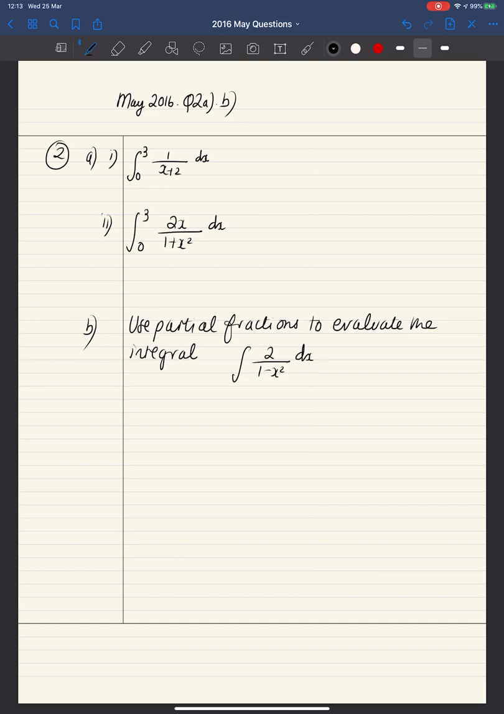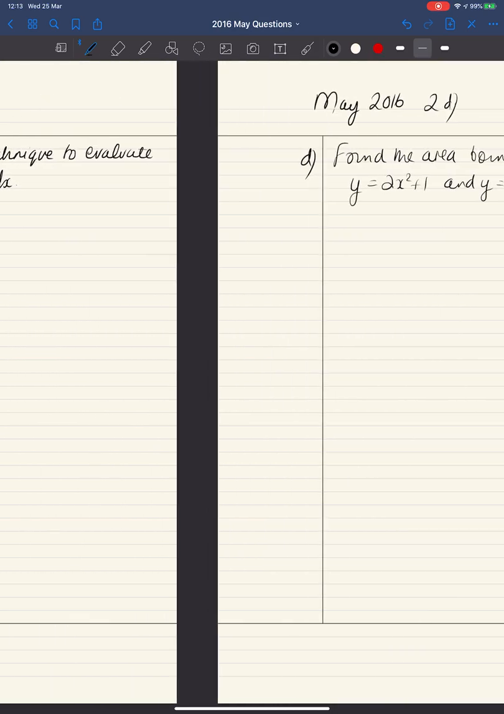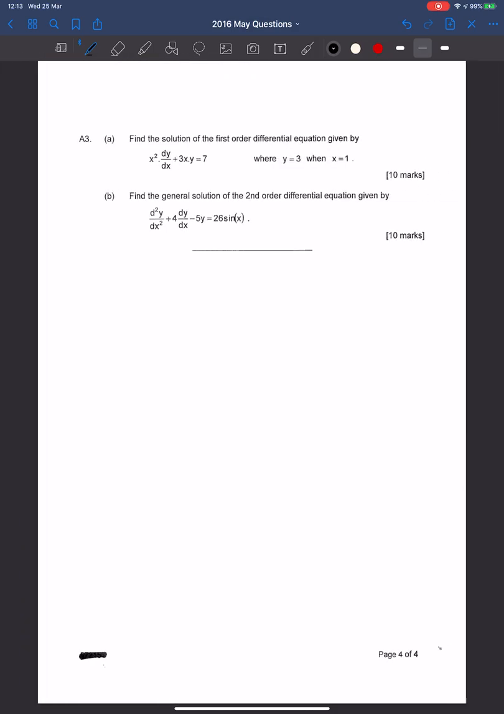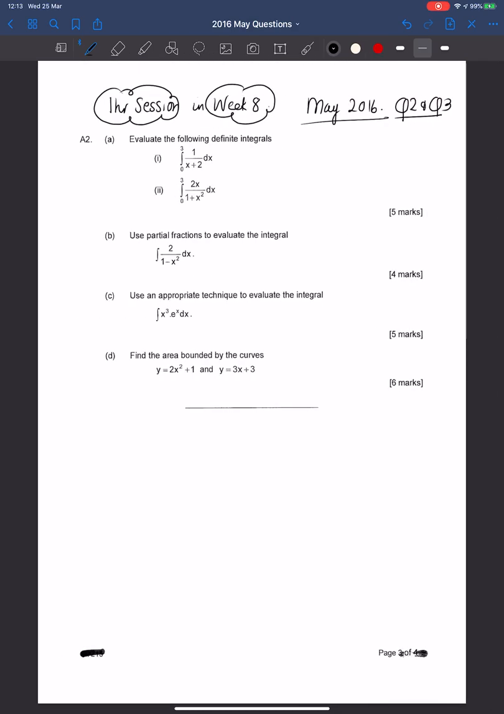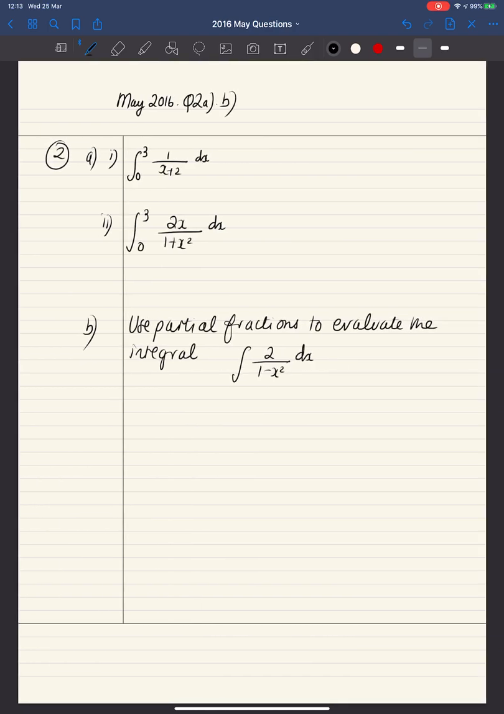Right, so it's May 2016. Question 2 has parts A and B still to do, and a C and a D. And then question 3, there's A and B. Question 2, A, B, C, D. Question 3, A and B. Right, so 2A part 1.